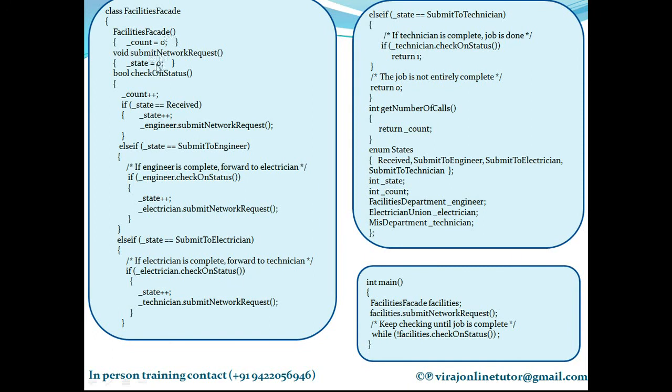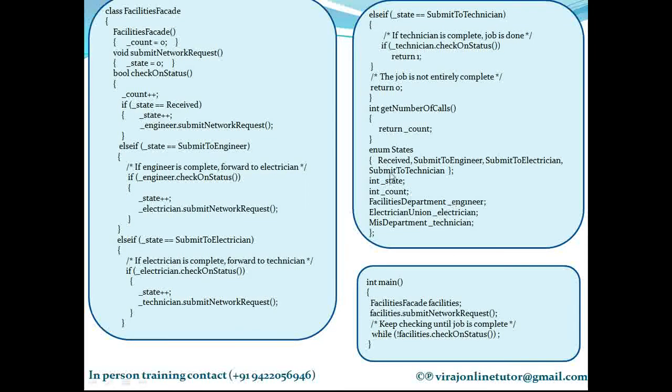Again, if someone calls check on status, now it will satisfy this condition because now we have submitted to electrician. Now check, has the electrician completed processing the request? If the electrician has not completed processing, it will return a 0. If it has completed processing, good, increment the state of Facade.